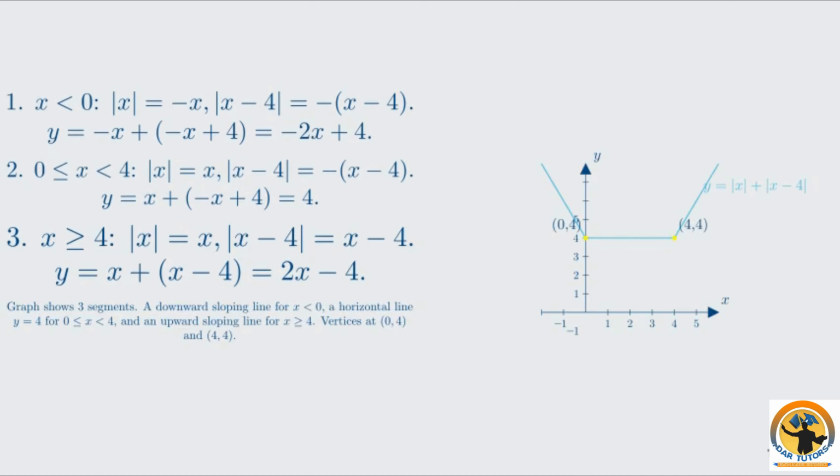It consists of 3 segments: a downward sloping line, a horizontal line segment between x equals 0 and x equals 4 at y equals 4, and an upward sloping line. The vertex points are (0, 4) and (4, 4), and the minimum value of y is 4.